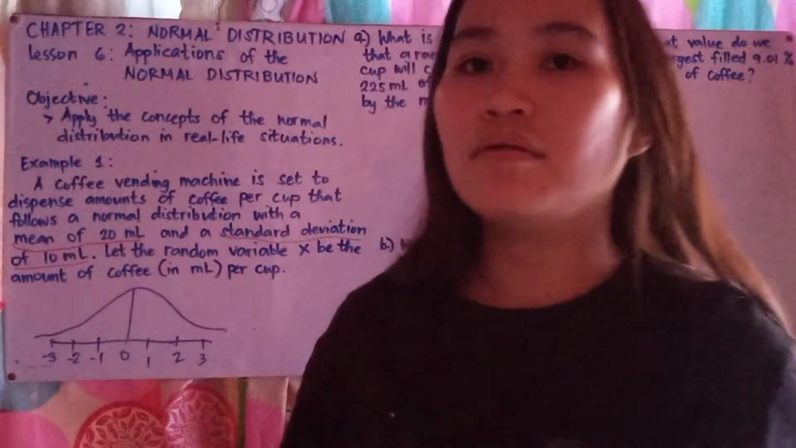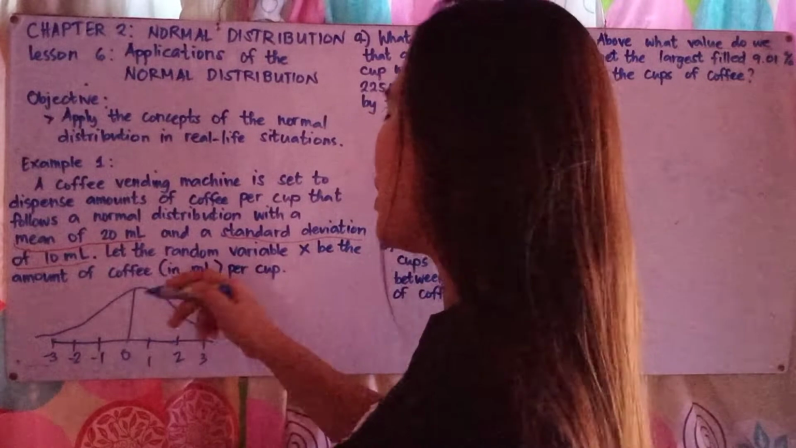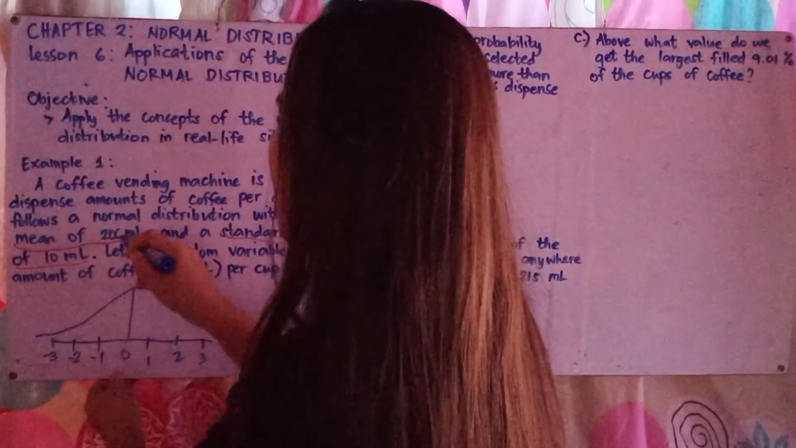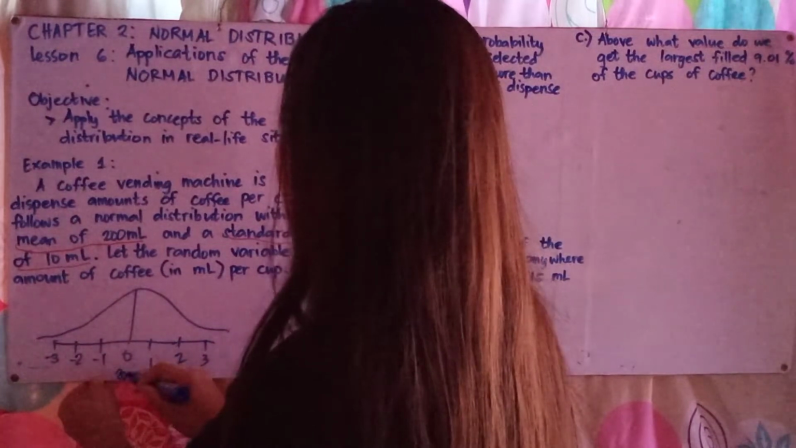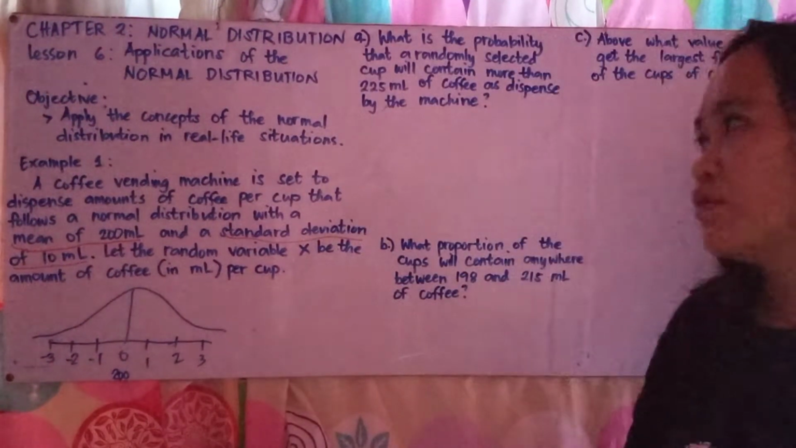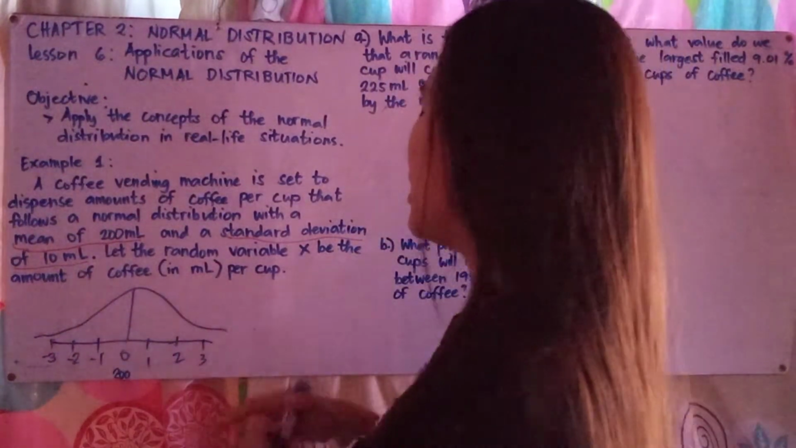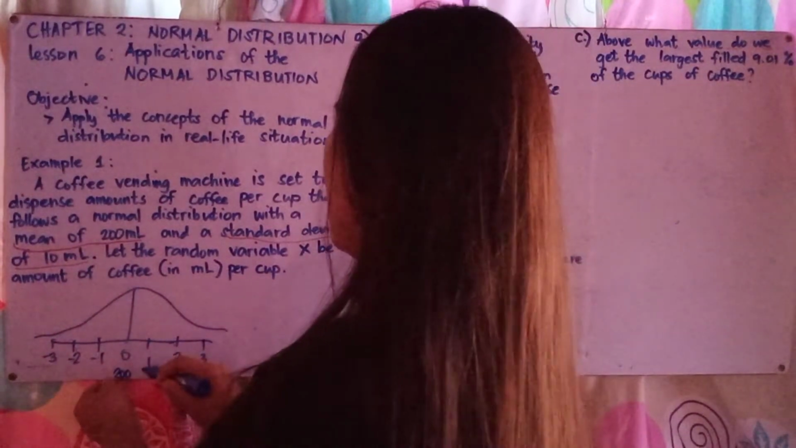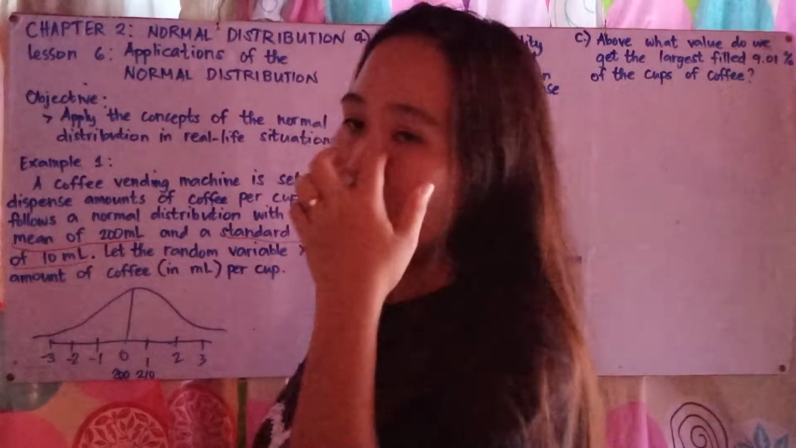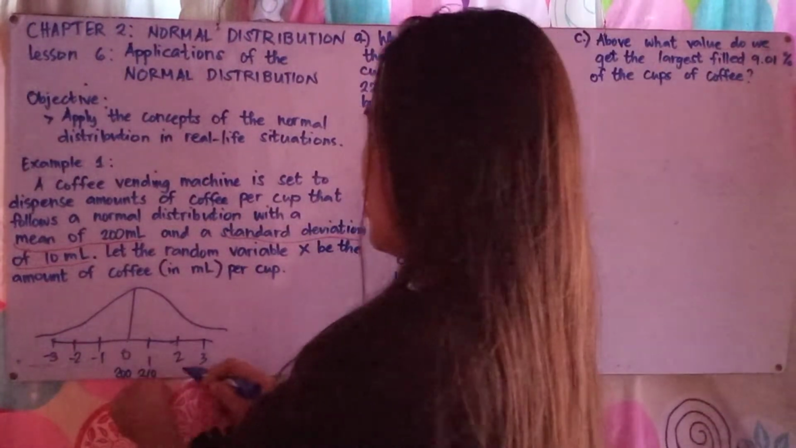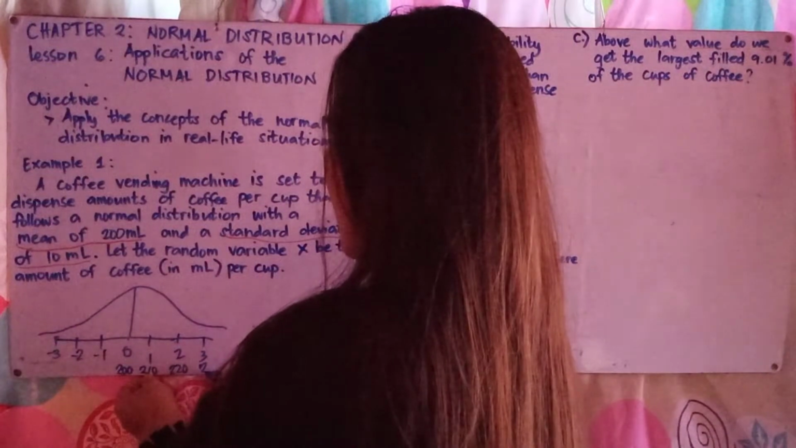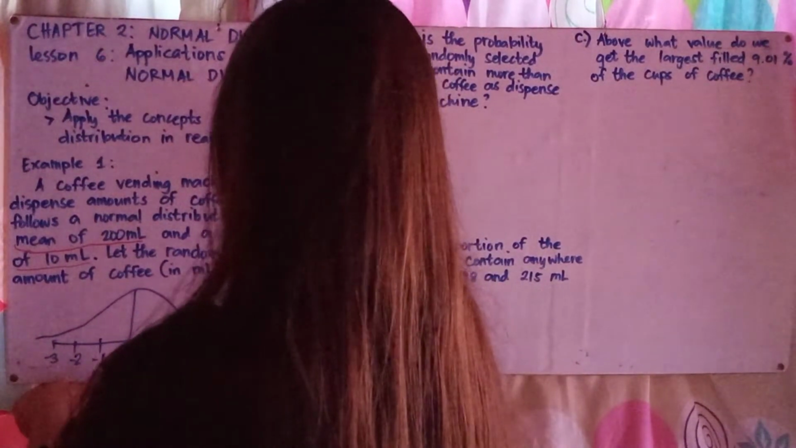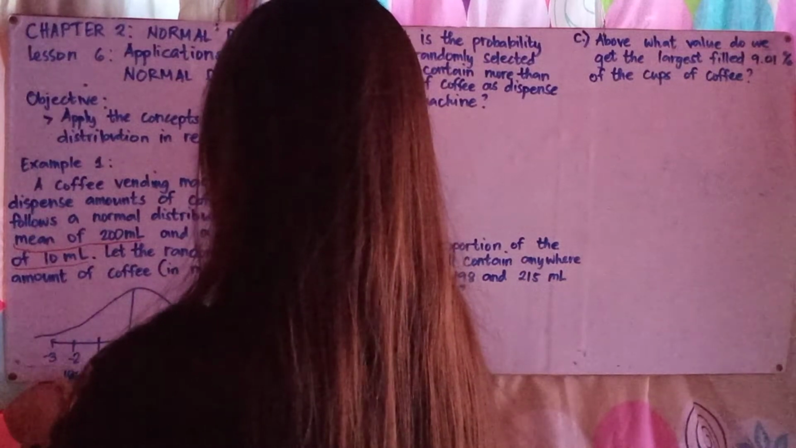So this is our standard normal curve. When we illustrate the normal curve, the mean is 200, so 200 is at the center. Since one property of the normal distribution is that the mean coincides with the center, then with a standard deviation of 10 ml, the next values are 210, 220, 230, and on the left 190, 180, and 170. Each standard deviation distance is 10.